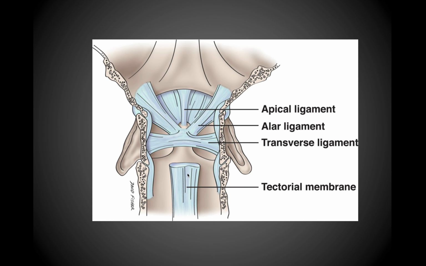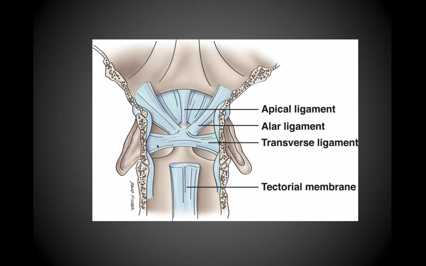You can see the tectorial membrane that's going to be coming up and attaching to the base of the occipital bone. This is the superior continuation of the posterior longitudinal ligament as it's coming up along the posterior surface of the vertebrae, and then it expands as you ascend up into this upper cervical region.